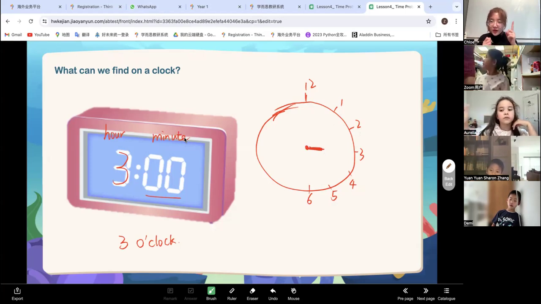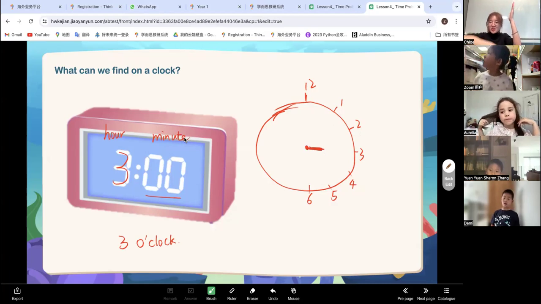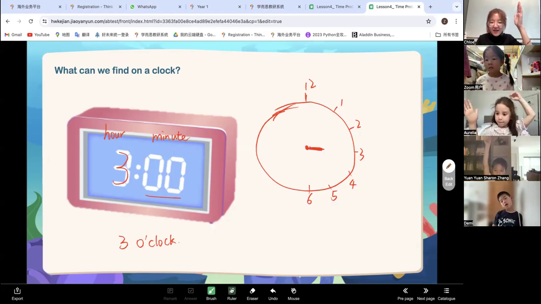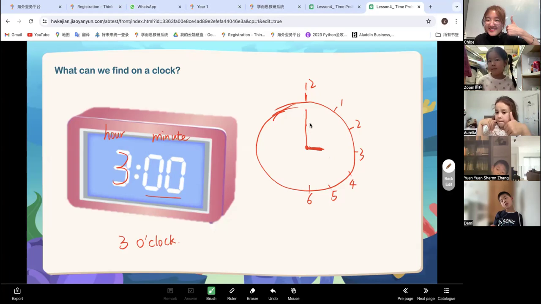So where will we start? Do you remember? Can you show me your arm? Yeah, the hand will start from the top. So now the longer one will point to 12. That's 3:00. Can you follow me? Thank you. Very well done.